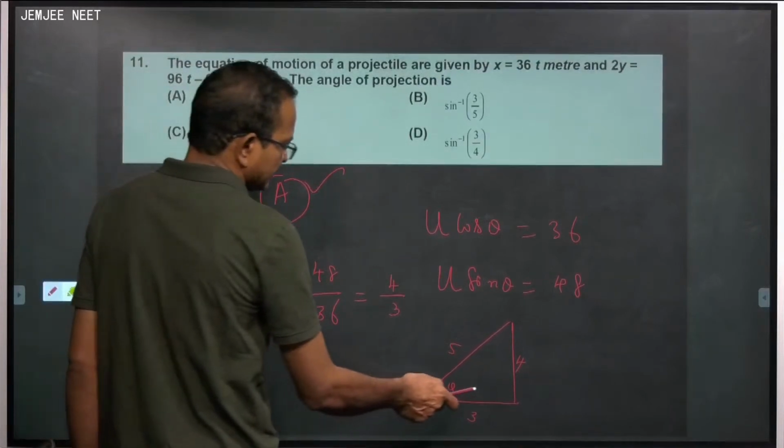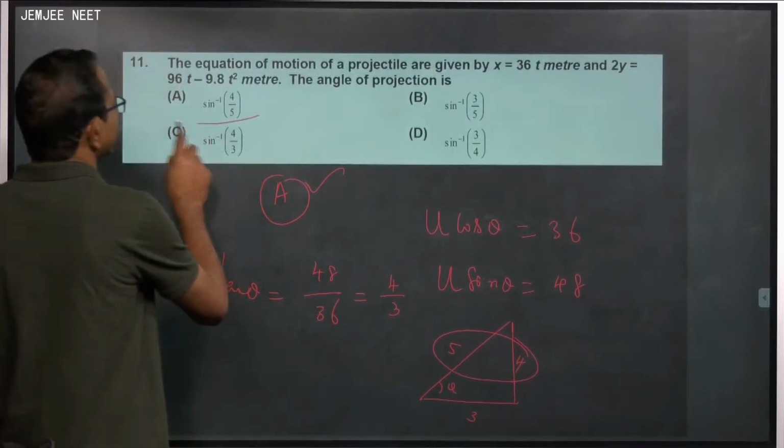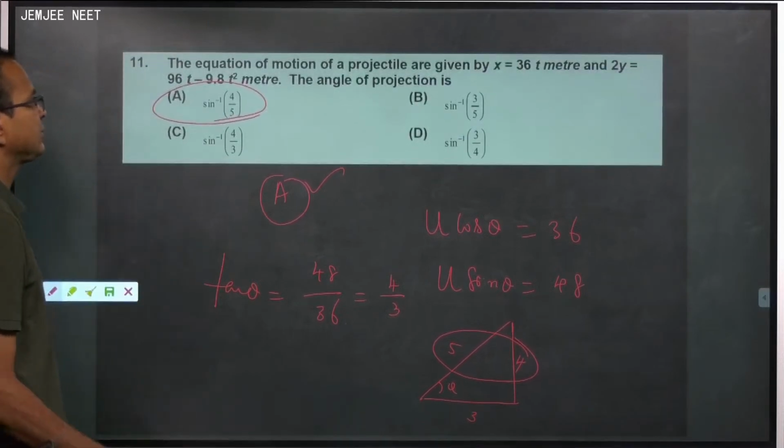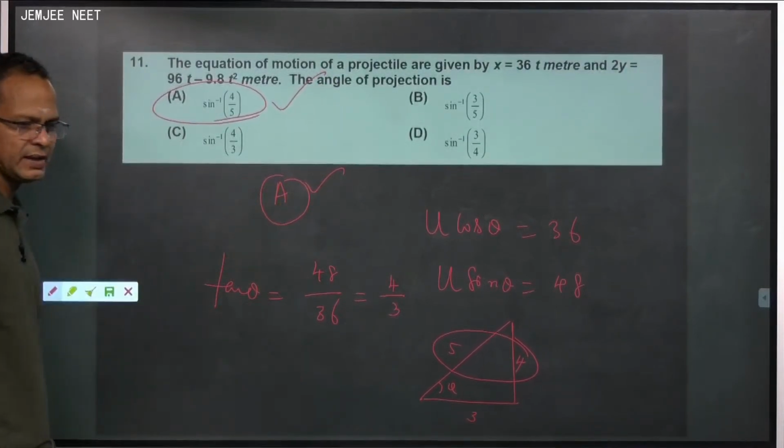Now sin theta is 4 by 5. So side 4 by side 5, inverse of 4 is... yes. So A is the answer. Please check it.